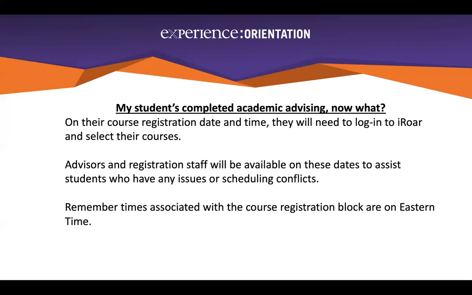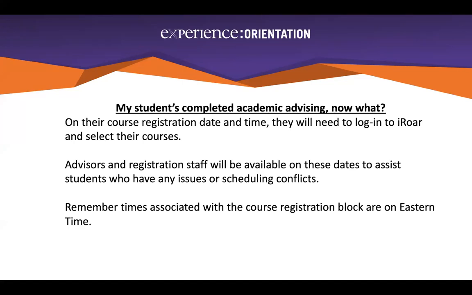All right, so your students completed academic advising. So what's next in the virtual orientation program? Well, once they've done this, it's time to register for courses in IROAR. On their course registration block date and time, they will log in to IROAR using their Clemson credentials. In IROAR, they will select their courses, submit them, and confirm their schedule.